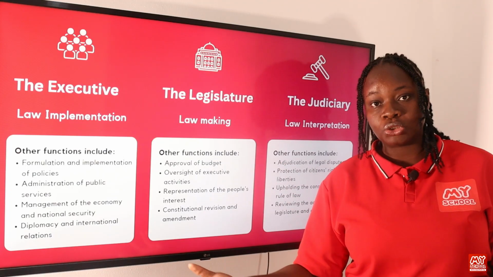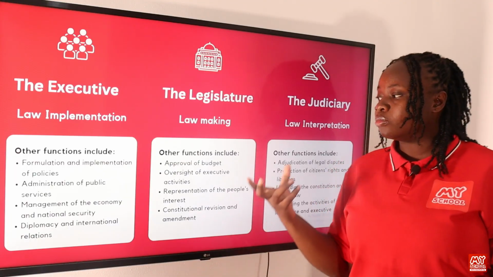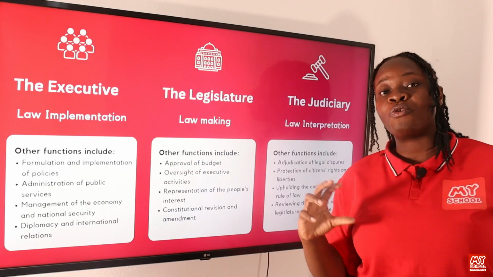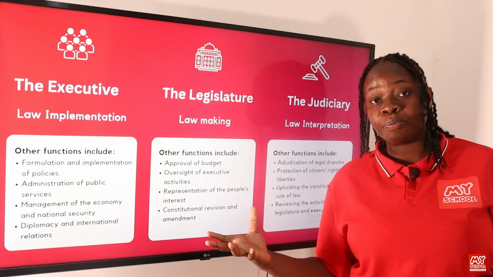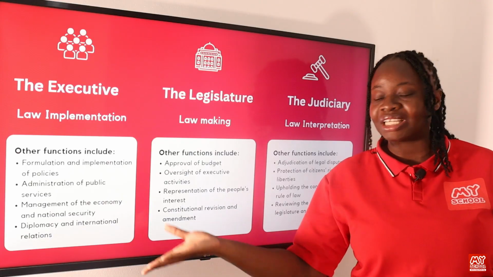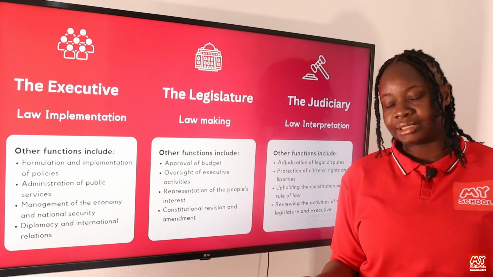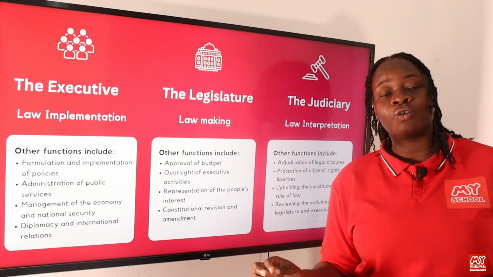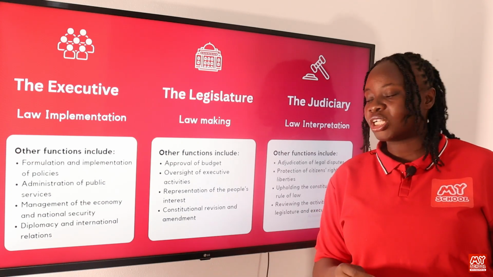So if they are found guilty of fraud or mismanagement of the funds that have been approved, the legislature is responsible for overseeing these things and ensuring that the appropriate punishment is meted out to members of the executive. They are also responsible for representation of the people's interests. They ensure that the interests of the people in the various constituencies are represented in the National Assembly.